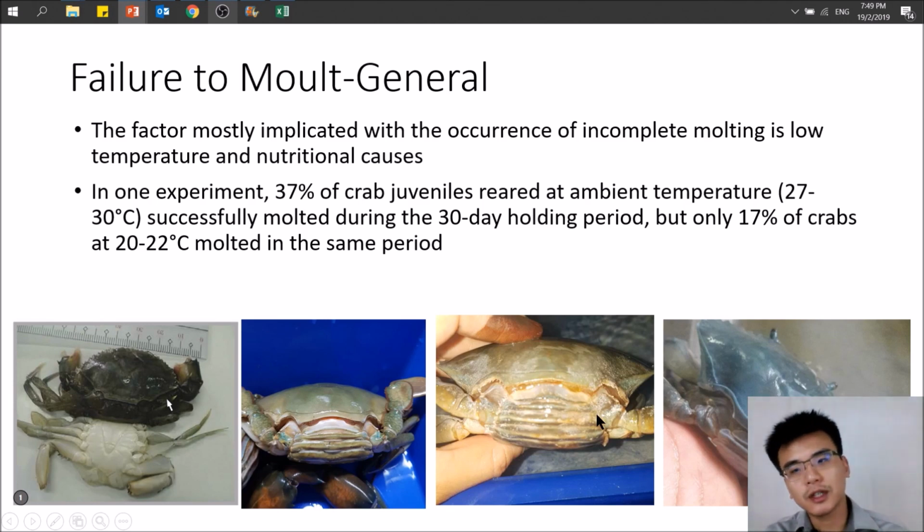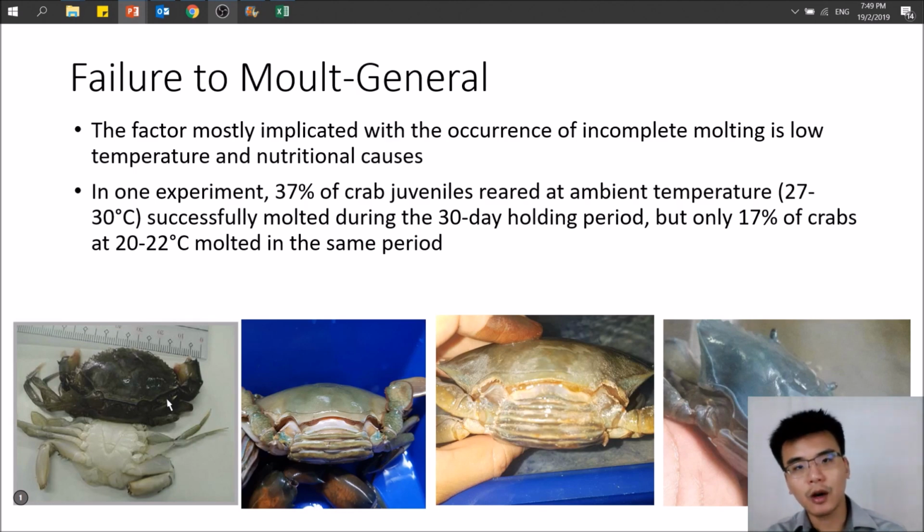If we look at the traditional literature on what constitutes this phenomenon, usually they attribute failure to molt to low temperature or nutritional causes. In one experiment, if crabs are held between 27 to 30 degrees, they usually successfully molt. But if they are held at 20 to 22 degrees, only 17% of the crabs molted in the same period. This is the same as in the lobster industry, where one way to induce molting is to increase the temperature in which the lobsters are held.